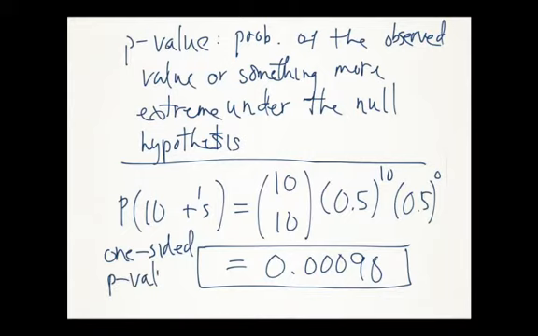Since it's so small, we would reject the null hypothesis and conclude that there is an effect of the therapy. So that's our one-sided p-value.